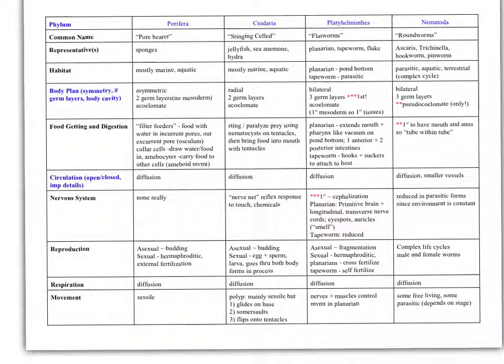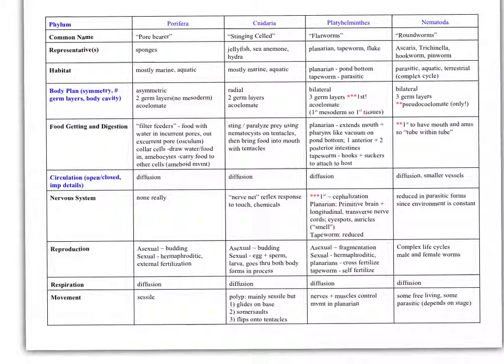Notice that the sponge is the only asymmetric animal that we have. The Cnidaria has a radial symmetry. Our radial symmetries move from place to place relatively slowly, if at all, and then we go through to bilateral symmetry, such as ourselves, and more complex organisms.